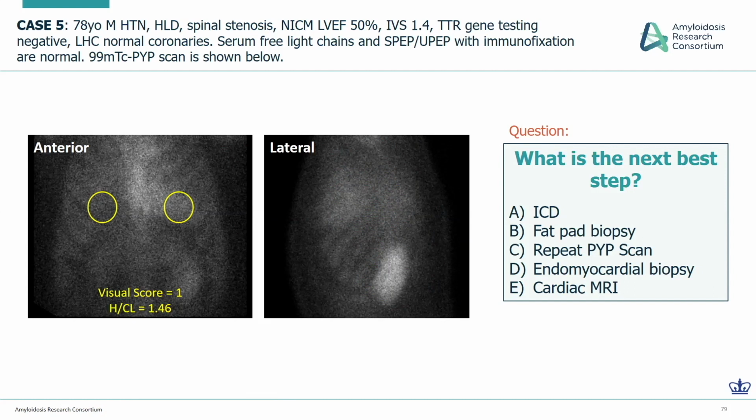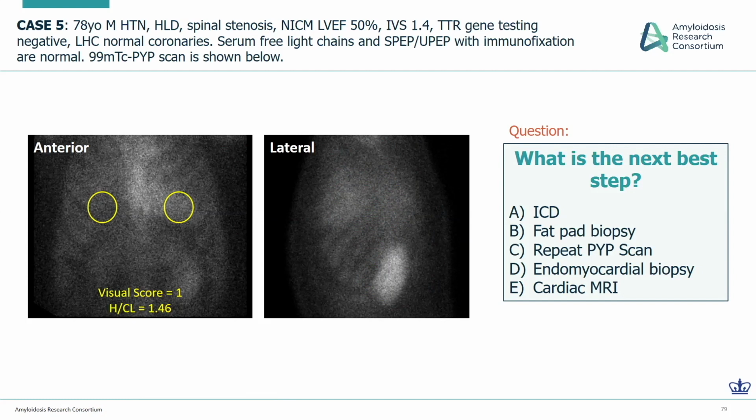Yeah, so I think here in the options, there's no SPECT. We didn't put the SPECT, but SPECT would definitely be one of the next steps in this, because the visual score is 1 and the heart to contralateral ratio is between 1.3 to 1.5. So these are the patients where you want to make sure it's not all blood pool.